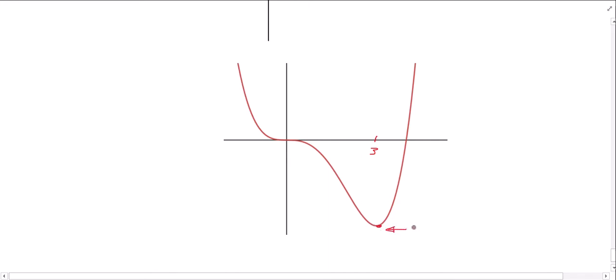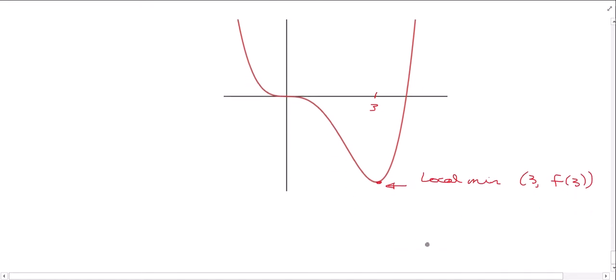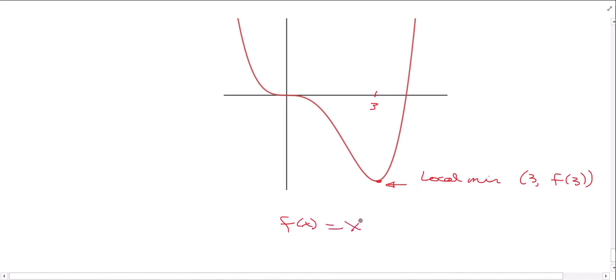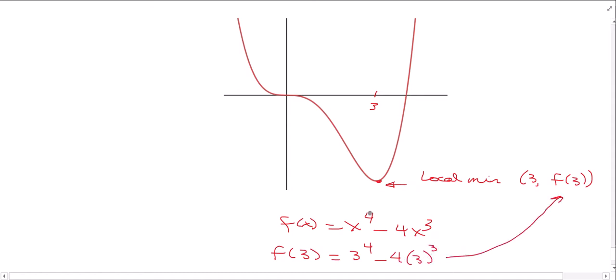So how do you find it? We will say this is the local min at 3, f of 3. So you have to find the value of f of 3. Now remember, our function was x to the 4th minus 4x cubed. So when you plug in 3 in here, that's going to give you the y value of the local min. So this is our function.